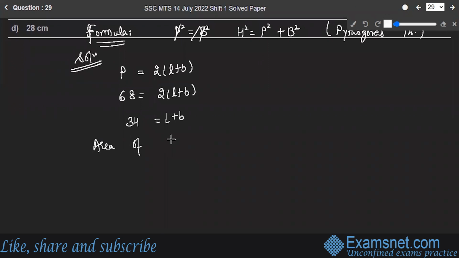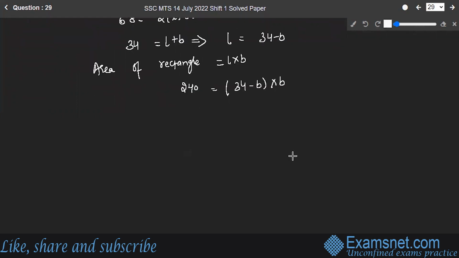Also, area of the rectangle is equal to length into breadth. The area of the rectangle was given to you as 240. So length is equal to what? I don't know, but I can calculate it from here. So from here, the length will be equal to 34 minus b. So 34 minus b multiplied by b, which on solving will give you b square minus 34b plus 240 is equal to 0.